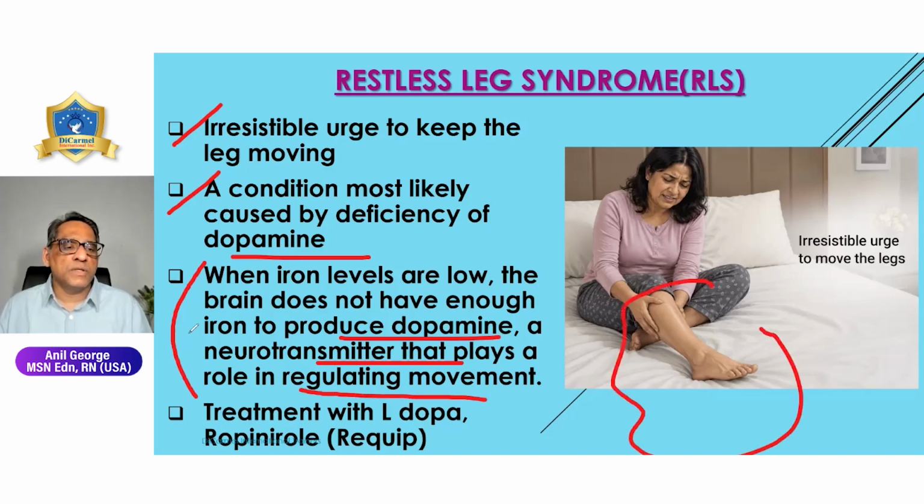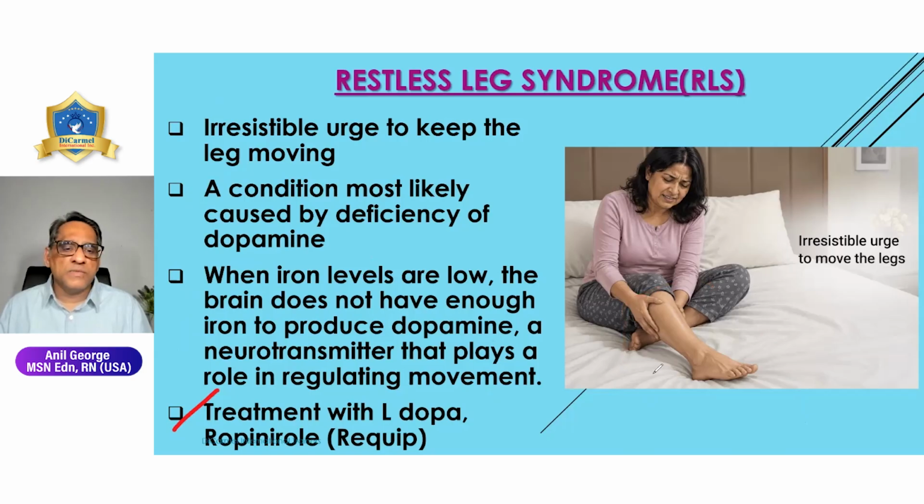And treatment is with the correction of the deficient dopamine, which is with levodopa, ropinirole. Those kinds of drugs are used. Again, we'll talk more about this when we go into Parkinson's syndrome under neurosensory disorders.